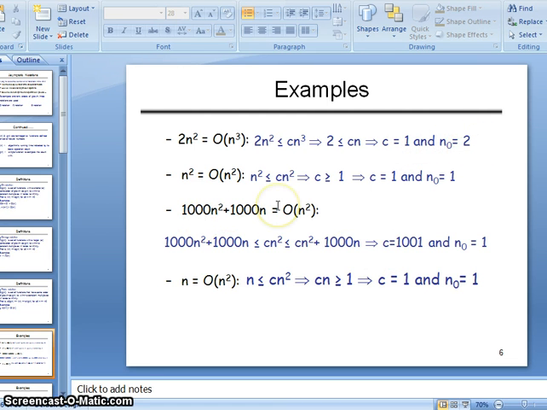100n square plus 100n is in big O of n square. So here n square is considered for comparing with the n square on the right side. Proof is given.